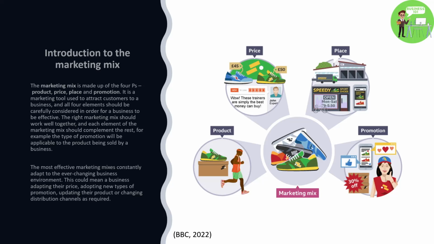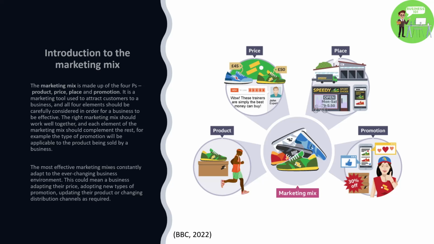So the marketing mix is made up of the 4 P's: product, price, place, and promotion. It is a marketing tool used to attract customers to a business, and all 4 elements should be carefully considered in order for a business to be effective. The right marketing mix should work well together, and each element of the marketing mix should complement the rest. For example, the type of promotion will be applicable to the product being sold by a business.